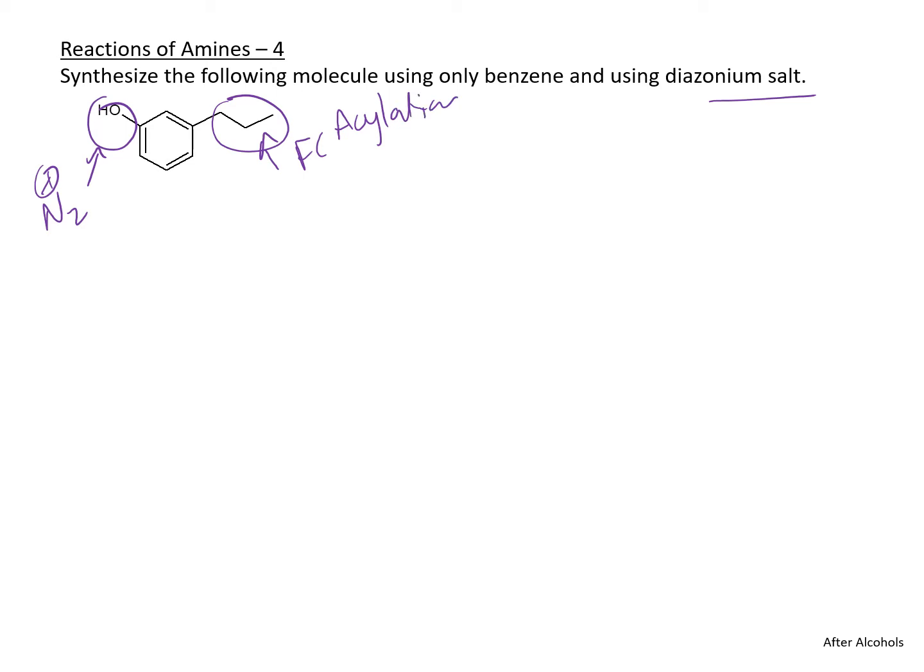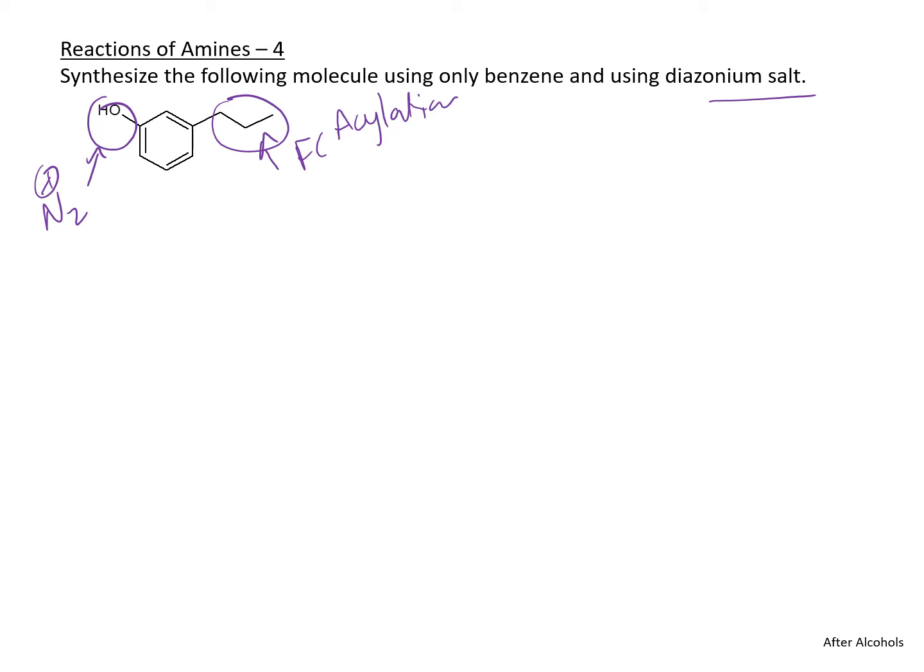So here's my thought process. The relationship between the alcohol group and the propyl group is a meta position, okay? Which means that when I do the acylation, I cannot reduce it right away. I need to do nitration first to get my meta group. And then I can work on the reduction of the acyl group. So that's my thought process for this.